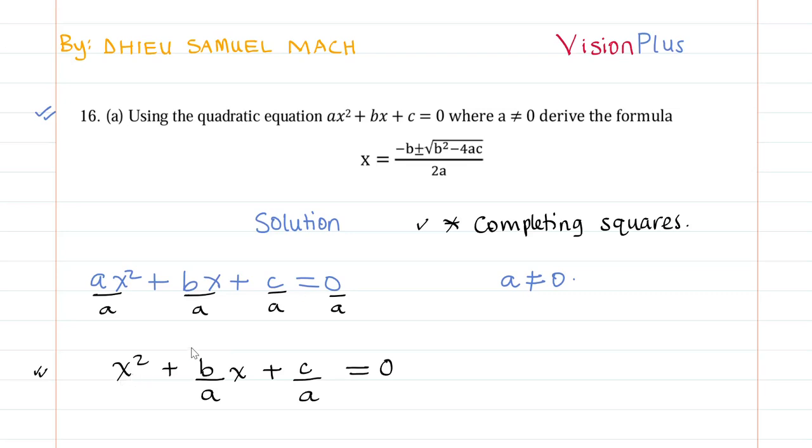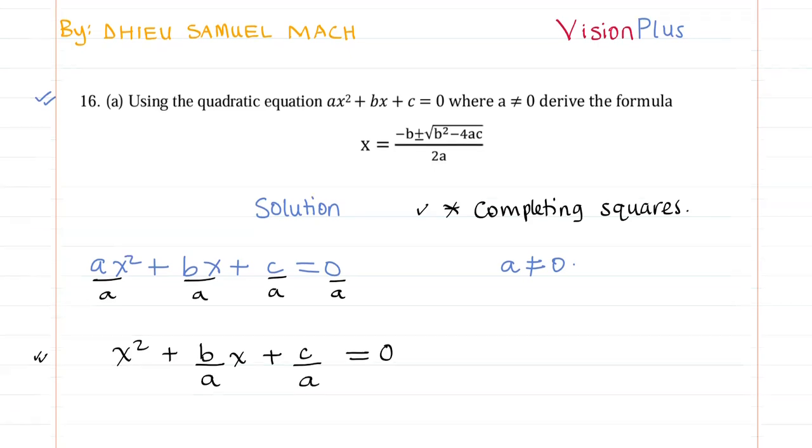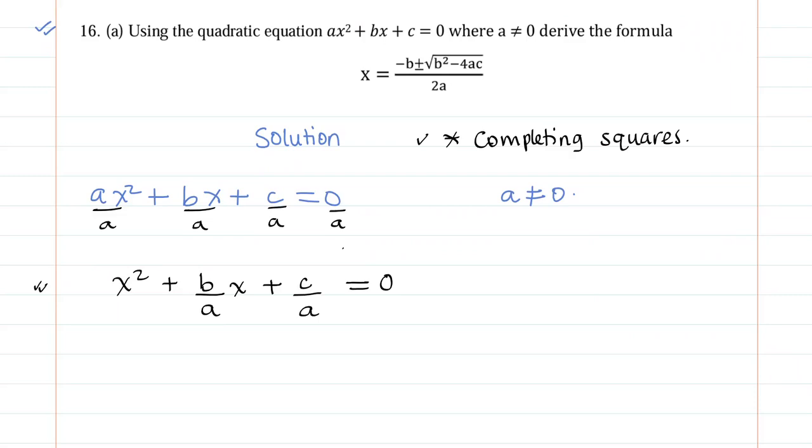Now, before I do anything, let me first take away this number. c out of a is a constant, right? So I will take it to the other side of the equation such that I remain with x squared plus b out of a, x equals, if I carry c out of a, negative c out of a on this side of the equation.